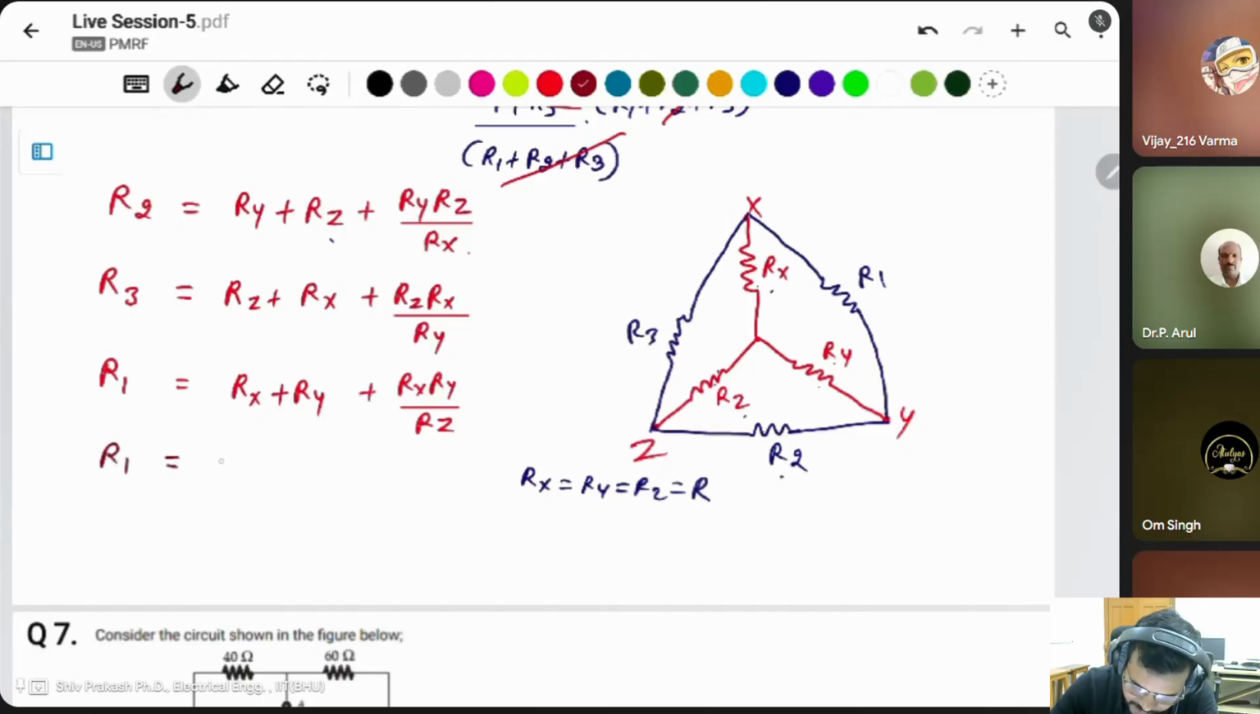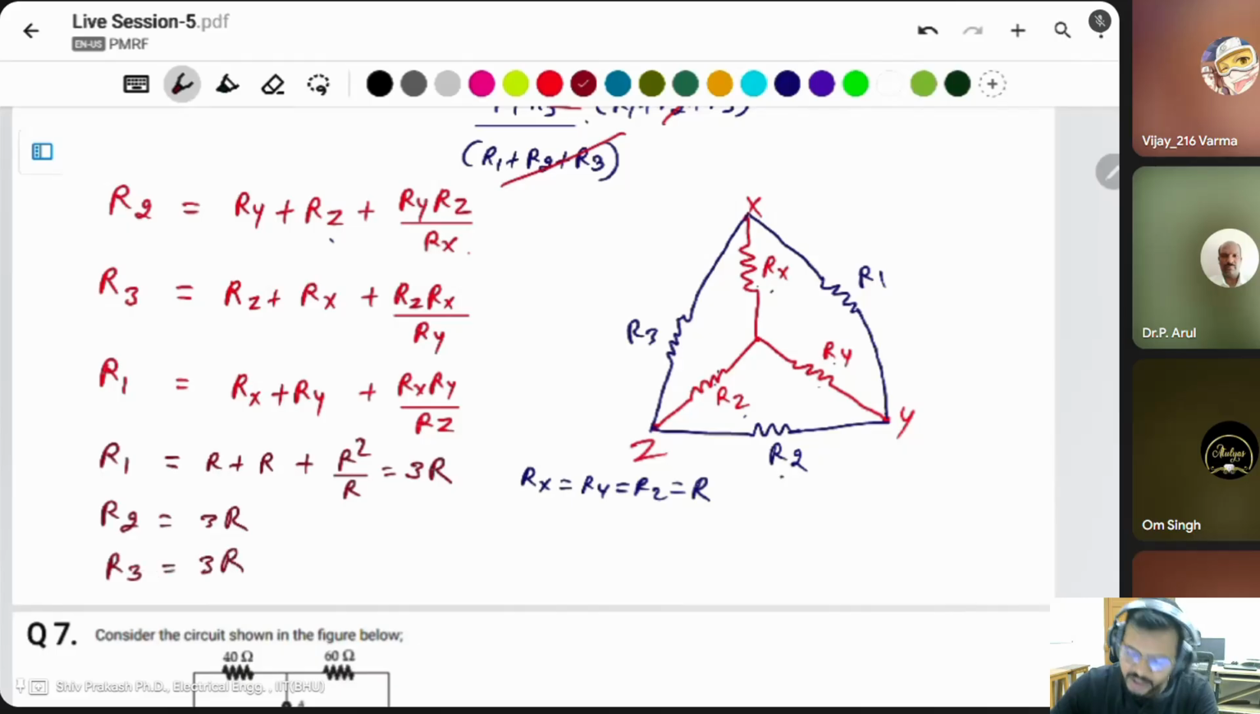In this case, R1 is R plus R plus R square divided by R. It means R1 is 3R, R2 is also 3R, R3 is also 3R. It means if you want to convert star to delta, then the resistance will be triple, and if you want to convert delta into star, then you have to divide by 3. The same resistance is there.